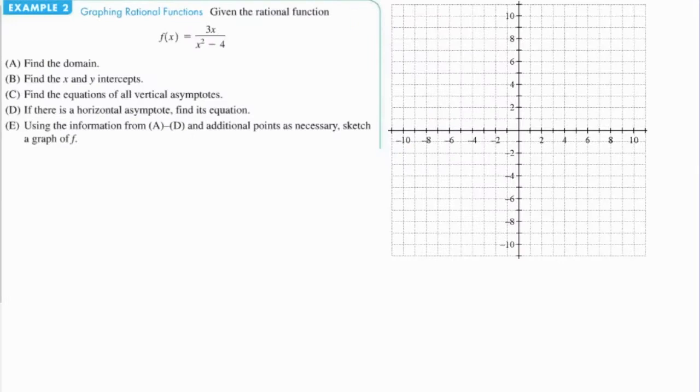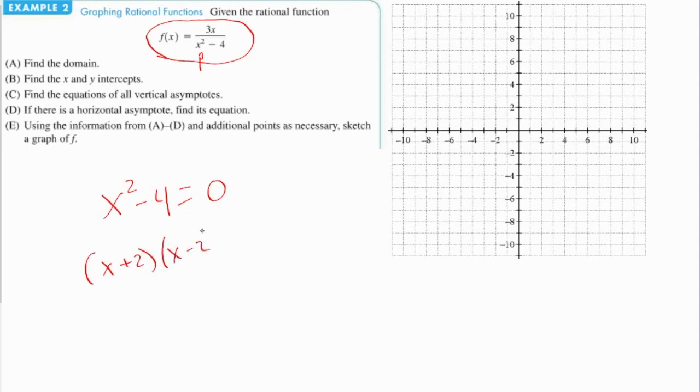So example 2 asks that we graph this rational function. The rational function f of x equals 3x over x squared minus 4. Part A says to find the domain. So what values will cause 0 in the denominator? So we set x squared minus 4 equal to 0. We can factor this. This is the difference of two squares.